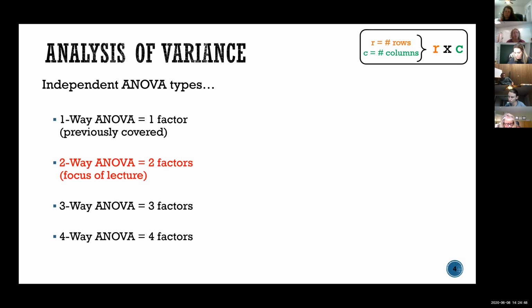So what if we had a 3 by 3 by 3? 3 times 3 is 9 times 3 is 27. Now you need a good number of people for each of 27 combinations. That's why we usually don't do 3 and 4 ways, but you could.